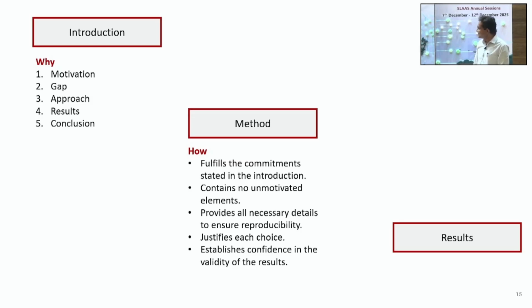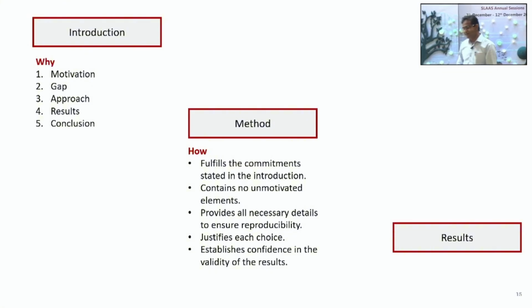Yeah. So then, the method contains unmotivated elements. What that means is, you did not motivate that in the introduction, but you are putting that in the method. That is not good, because then the reviewer will be very surprised. You did not promise to talk about this, but now you are talking about this in the method. So that is not good. So motivate that and put that in the method section, and of course provide all necessary details for the reproducibility, justify each choice. I spoke about that.